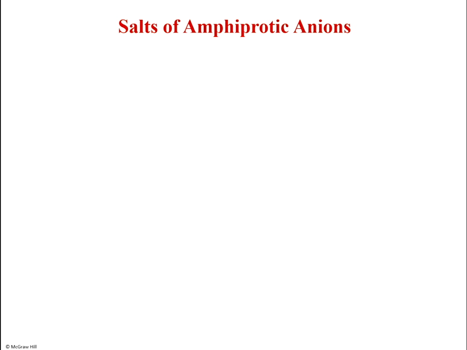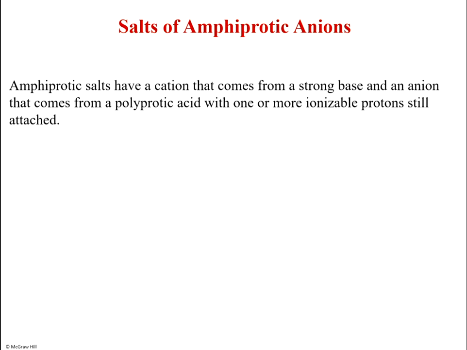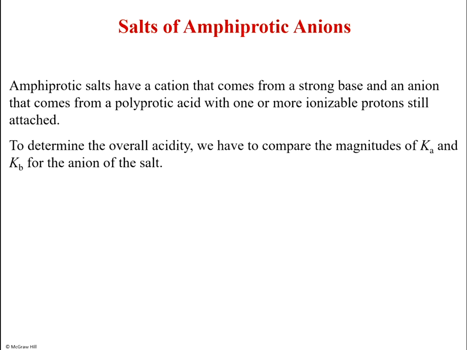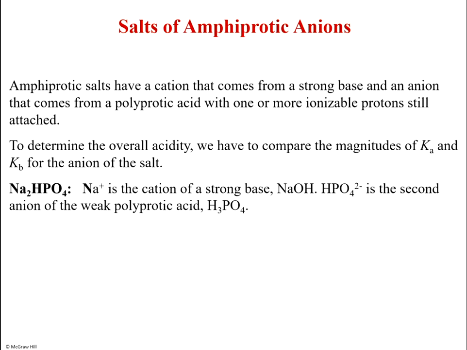Now, what about amphiprotic systems? Amphiprotic salts have a cation that comes from a strong base and an anion that comes from a polyprotic acid with one or more ionizable protons still attached. So this can act as an acid and a base. To determine the overall acidity, we have to compare the magnitudes of Ka and Kb for the anion of the salt. And a classic example is sodium monohydrogen phosphate.